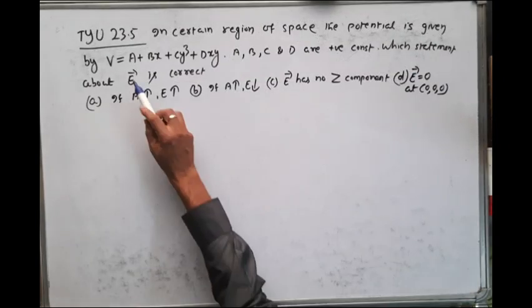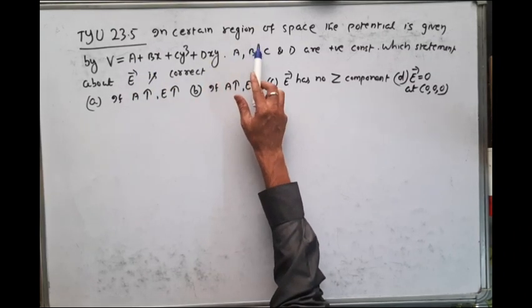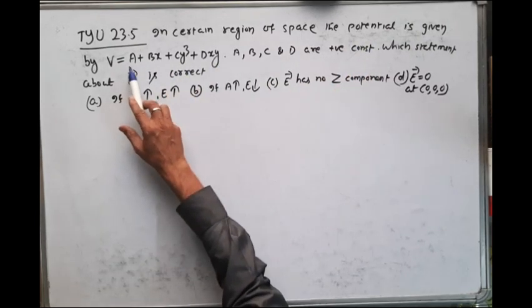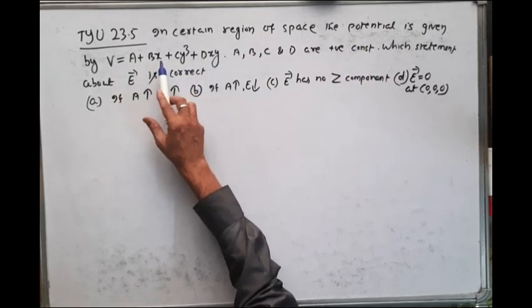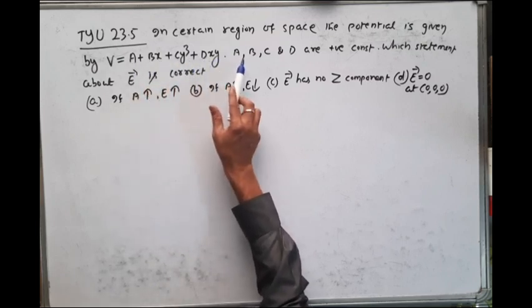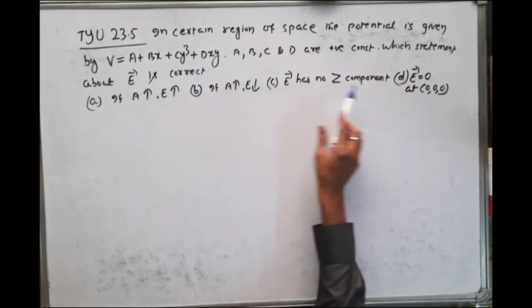Now, this is Test Your Understanding 23.5. You see, in a certain region of space, the potential is given by this. The potential is a function of which coordinates? X and y coordinates. A, B, C, D are all constants. So which statement about the electric field is correct? There are 4 options.